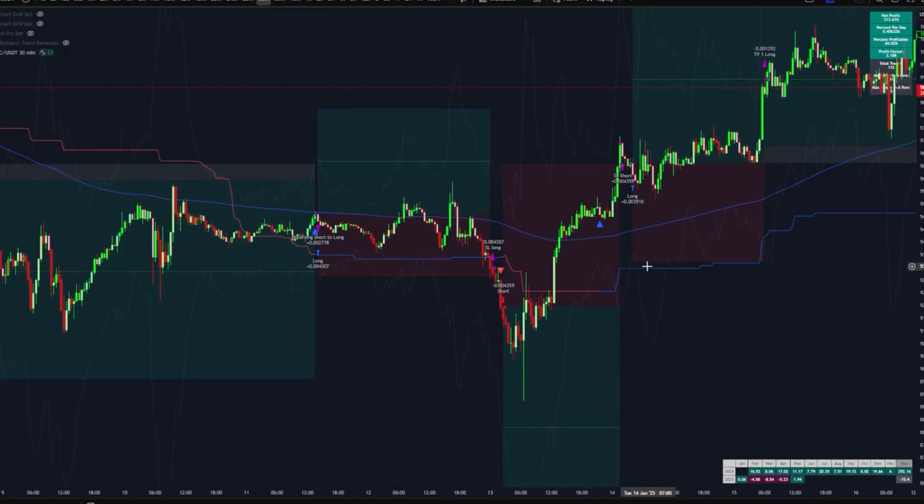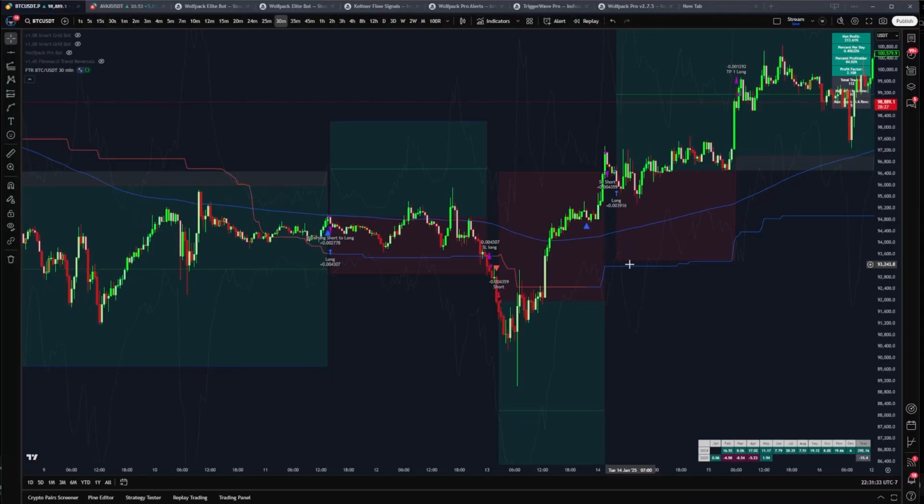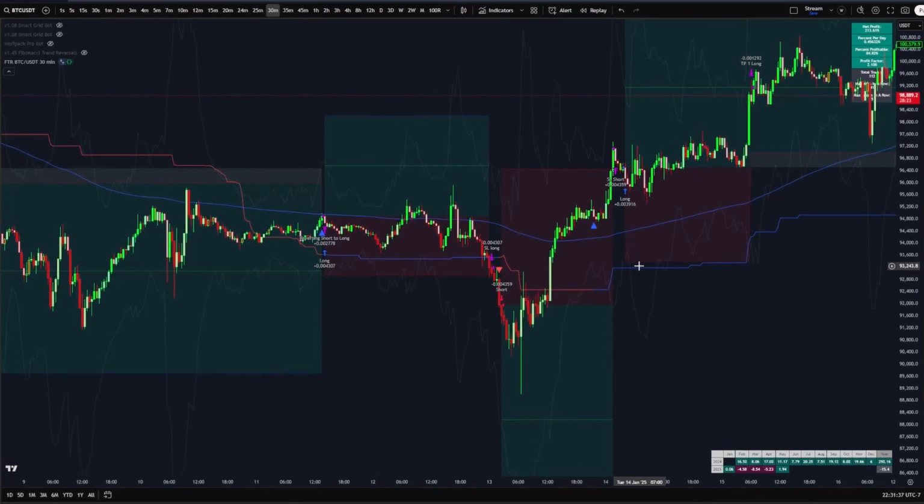Now, the difference between this Fibonacci strategy and traditional Fibonacci indicators is, obviously, rather than manually drawing it, we have a script that does this for us automatically, allowing for hands-off entries, which you can automate.